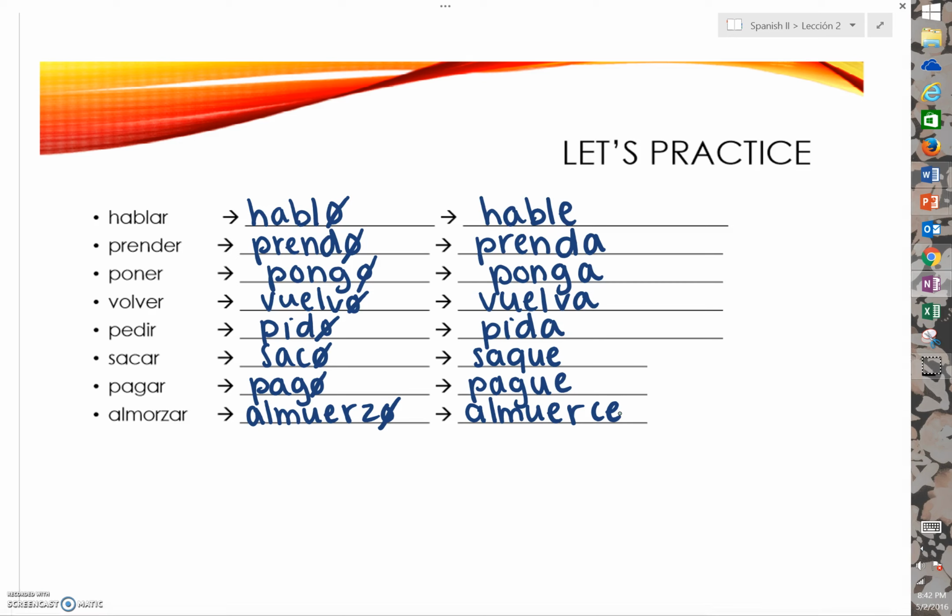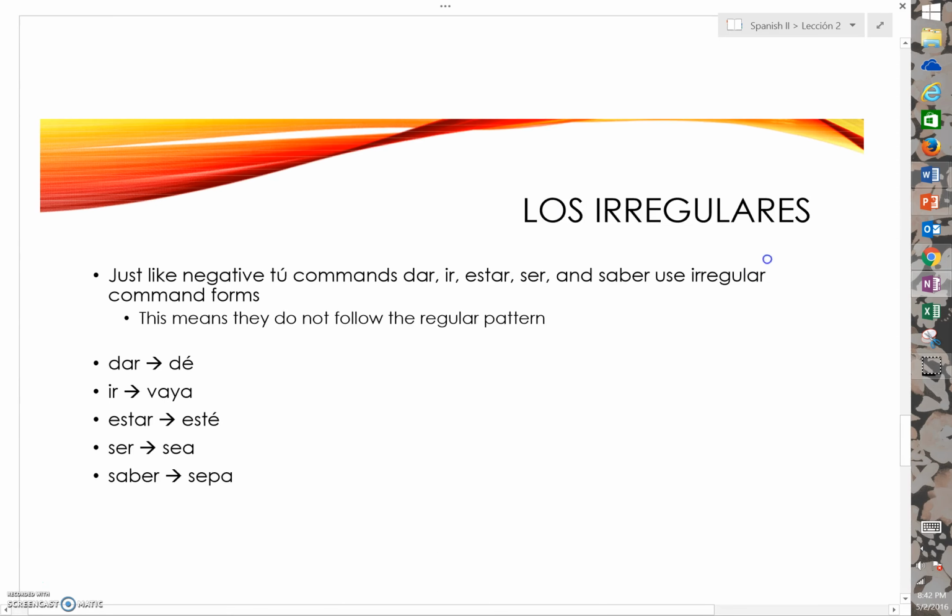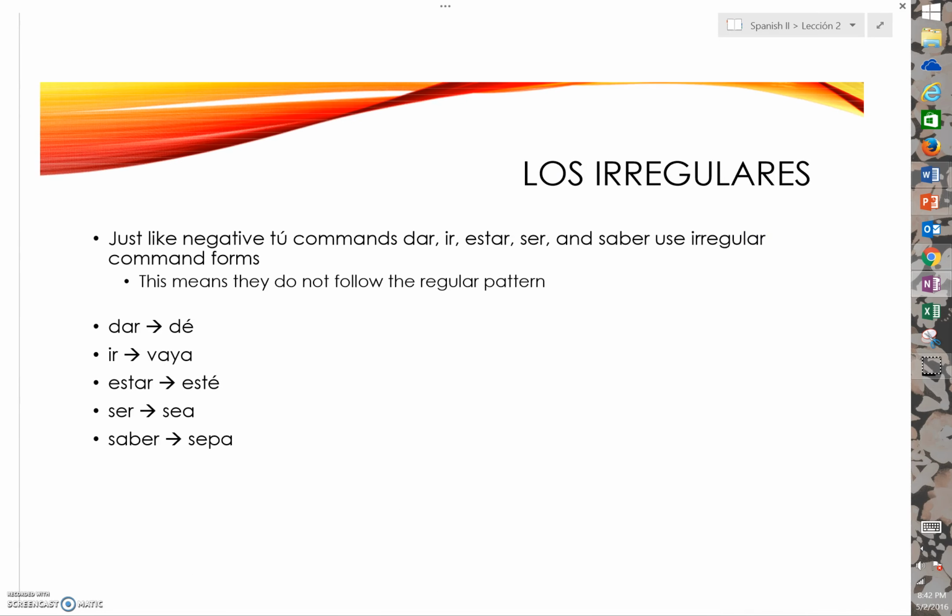We've got one more thing we need to talk about with affirmative usted commands, and that would of course be our irregulars. So just like negative tú commands, dar, ir, estar, ser, and saber use irregular command forms. This means they're not going to follow our normal put it into the yo form, drop the o, add the opposite. Instead, they're going to use these forms over here.